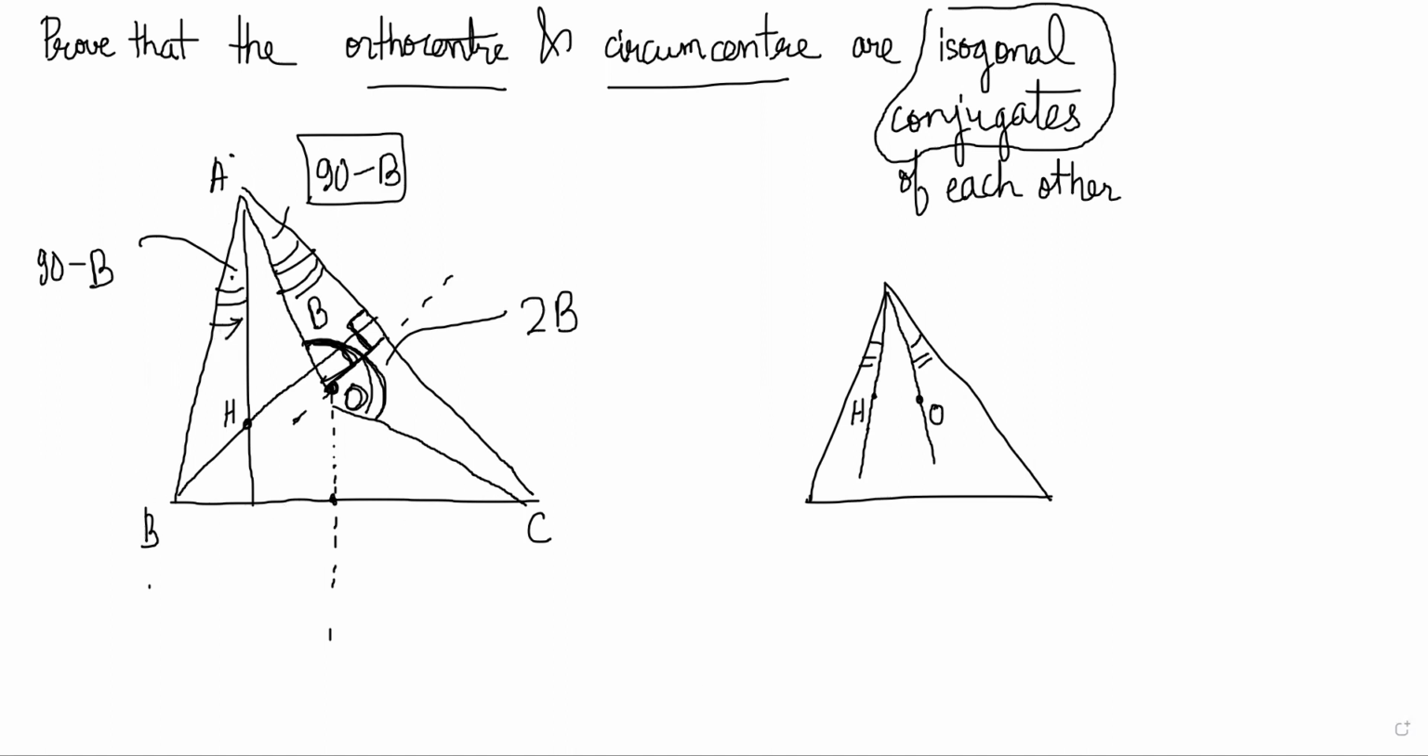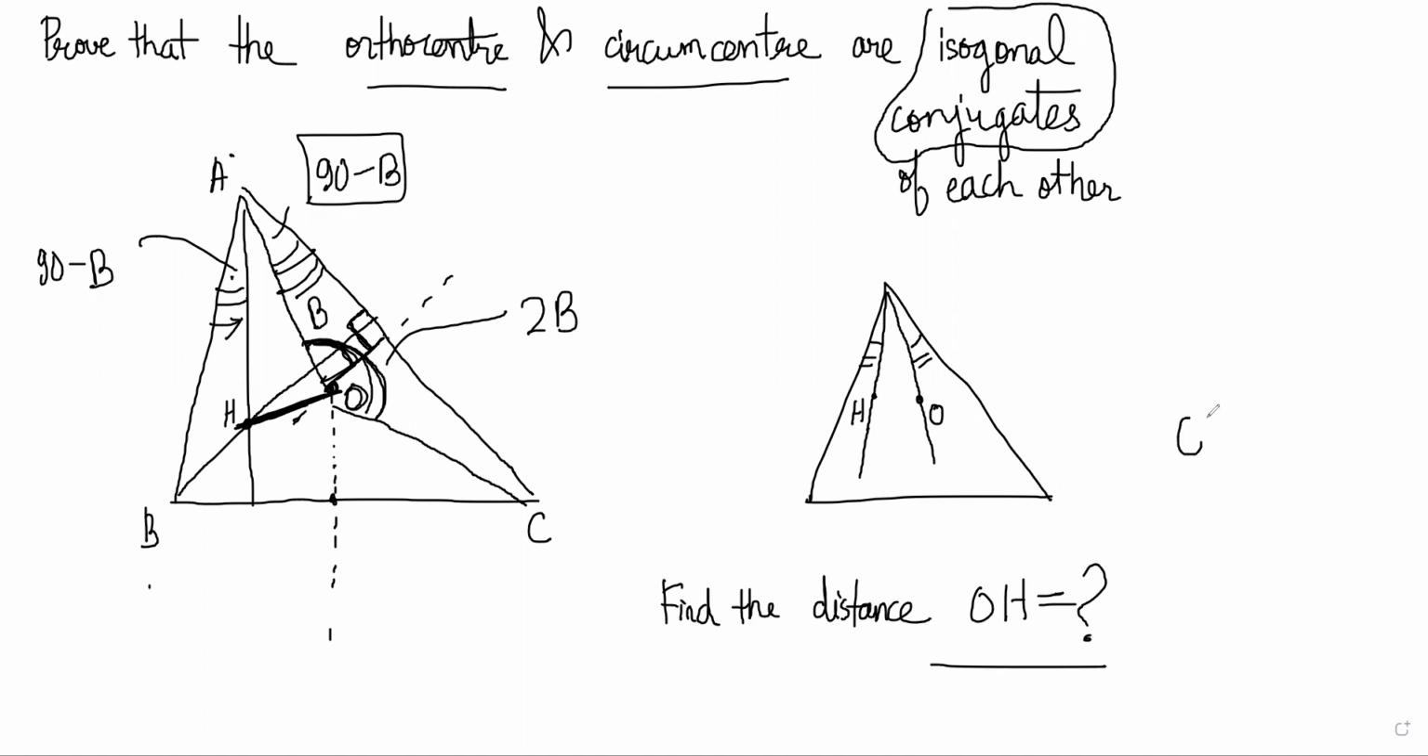The usefulness of this will be obvious when you do a question where you find the distance OH. I'll do it just now. Find the distance OH. How will you do it? In any triangle, this distance OH squared equals R squared minus 2R.